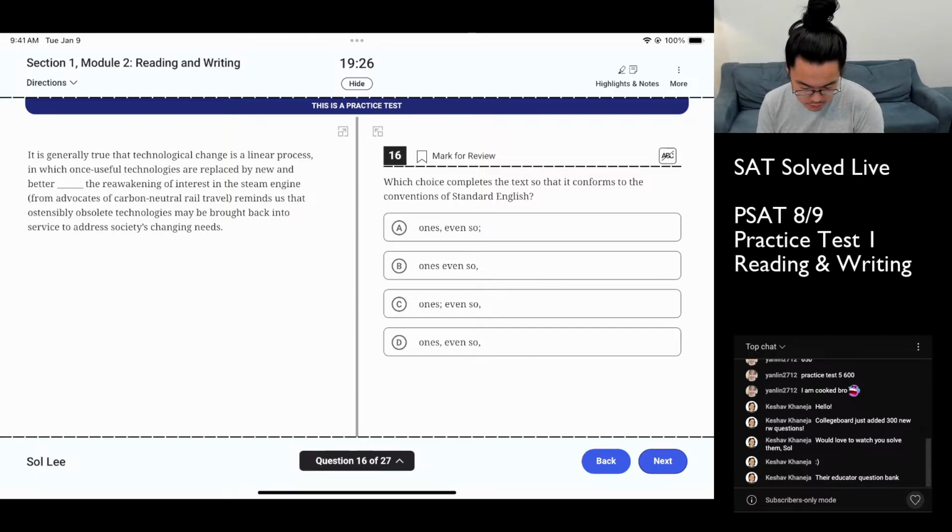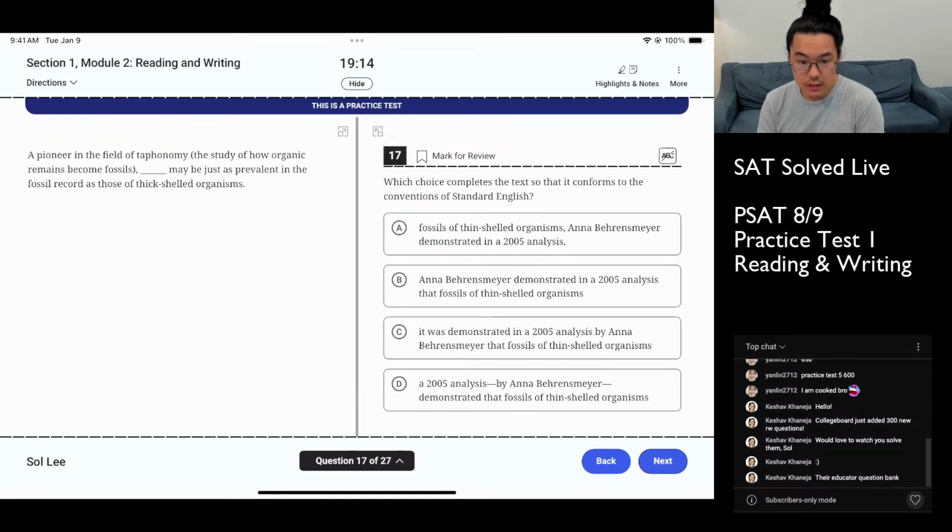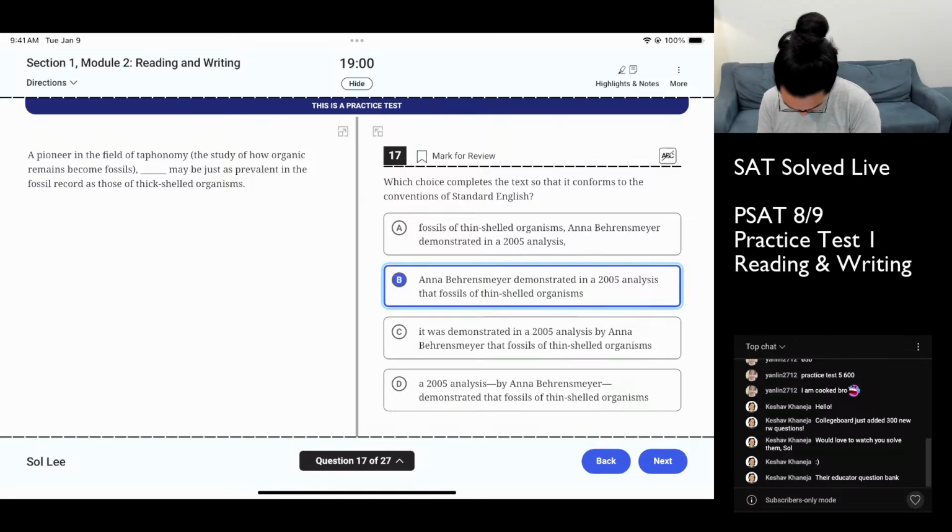It's true that technological change is linear. New and better ones. However, even so, reminds us, okay. Nevertheless, even so, a pioneer in the field of taphonomy, comma. Oh, name. We need a name. Okay, got it. Anna Berensmeyer. Perfect.